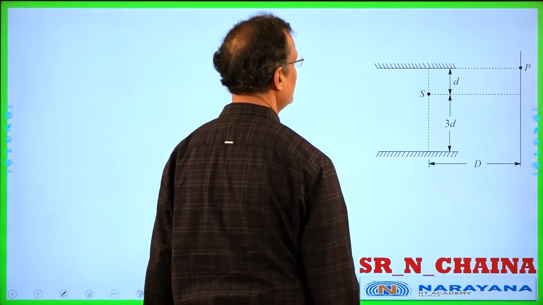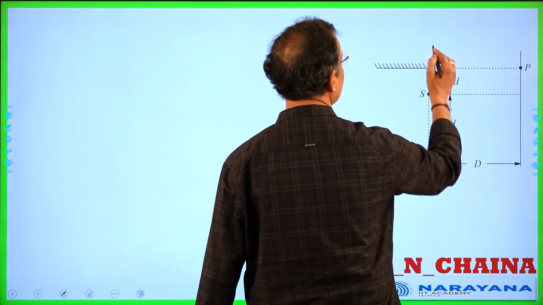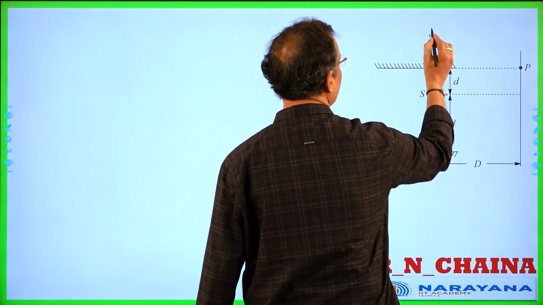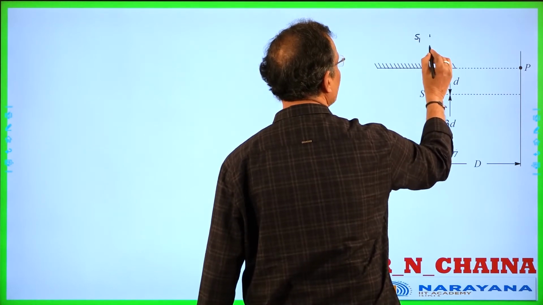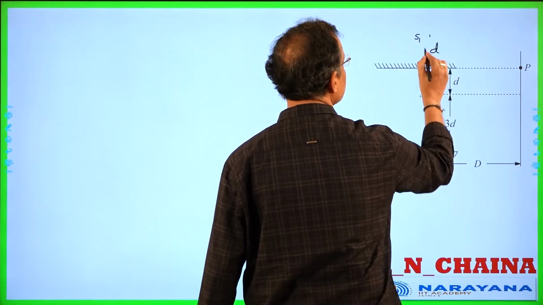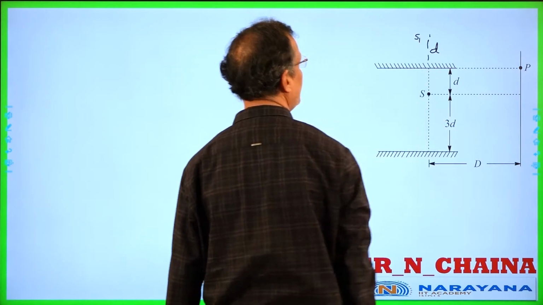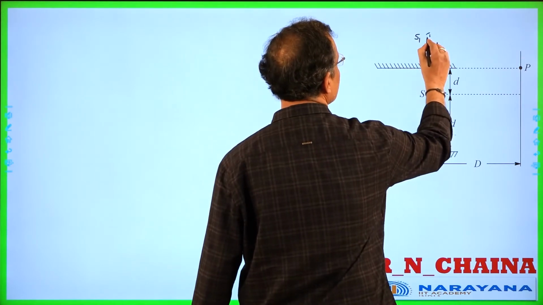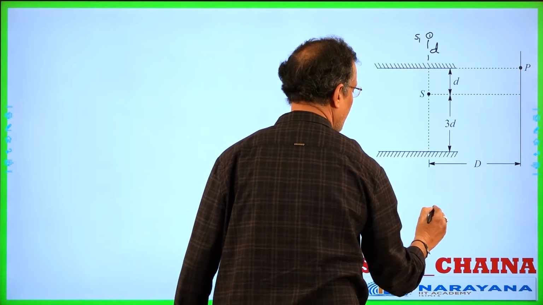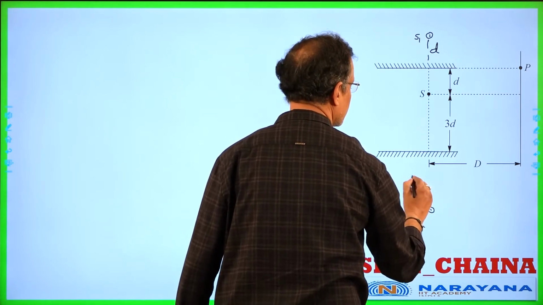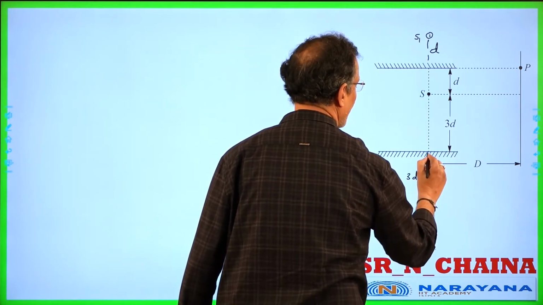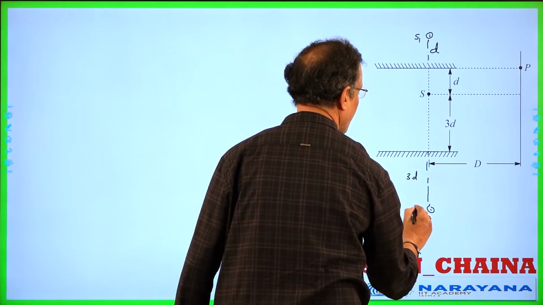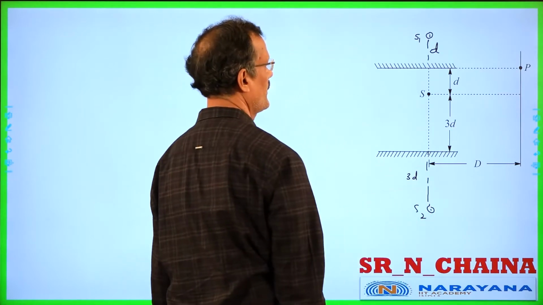See here. This distance is D. So, here you will have S1 at a distance D. This distance will be D. So, this is your S1. And here at a distance 3D from here you are getting the second one.